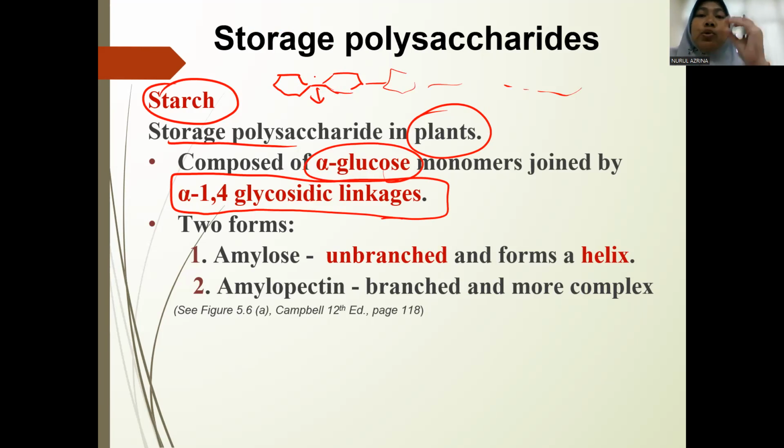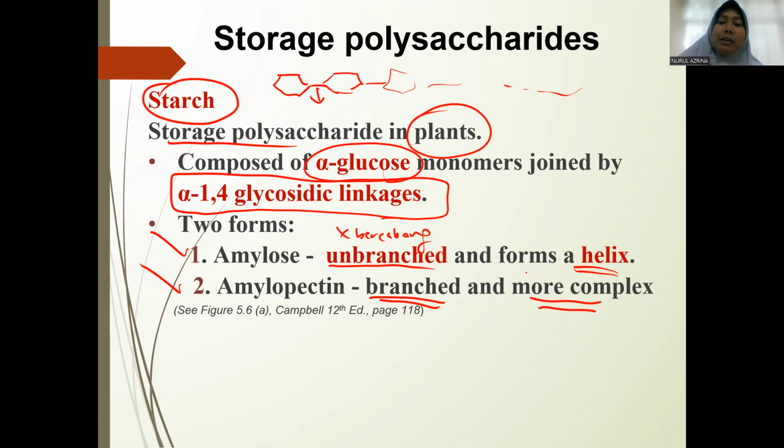Starch has two forms. Starch ni ada dua bentuk untuk struktur dia. Number one is amylose. Number two is amylopectin. Macam mana bentuk amylose? Amylose is unbranched and forms a helix. Bentuk dia tidak bercabang. Whereas amylopectin sifat dia branching. Dia bercabang-cabang and it is more complex. Bercabang-cabang dan sangat complex.